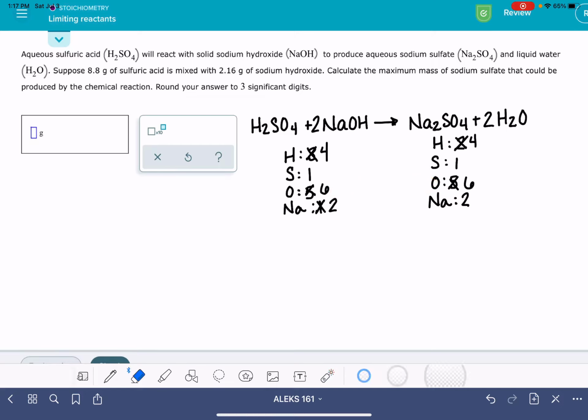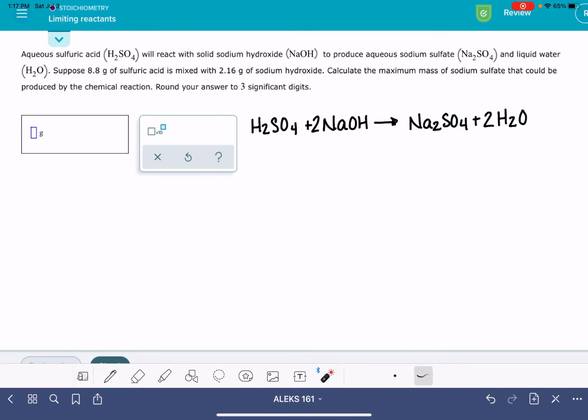It's super nice. So what I'm going to do now is erase the notes that I used to help me balance the equation. The equation is balanced. We're ready to move on to the problem. The problem tells us that we have 8.8 grams of sulfuric acid. That's this molecule right here. I'm just going to make a note of that. And we also have 2.16 grams of sodium hydroxide. And it's asking us to calculate the mass of sodium sulfate we can make.